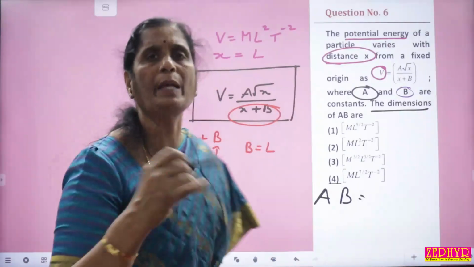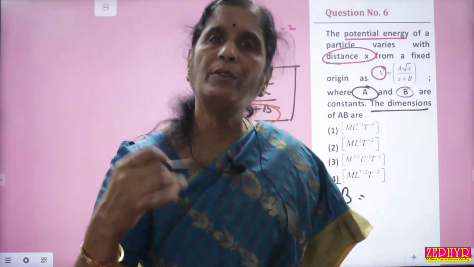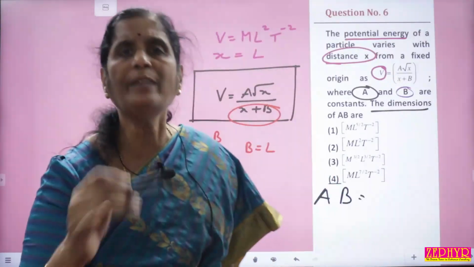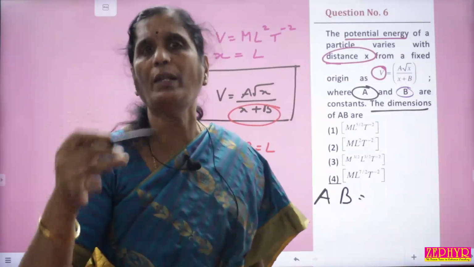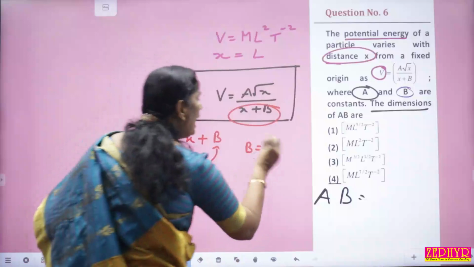Length can be subtracted from length, so B is also length. Length plus what? Length plus length will go something. So length plus B, what? Length. Like that, B will be L.